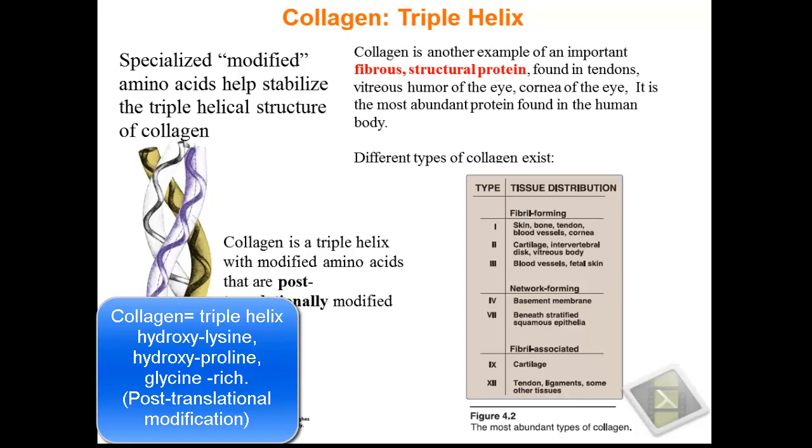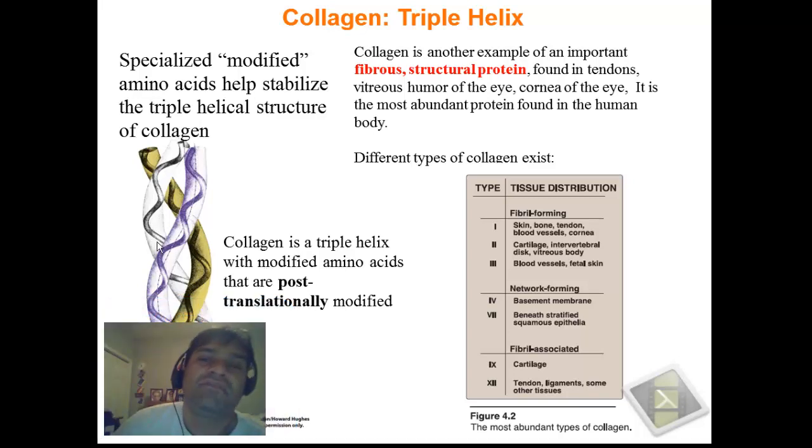Another very important protein is collagen. This is the second type of structural protein. And here we have a triple helix. So collagen is generally associated with the triple helix. And it also is associated with some amino acids that you typically wouldn't find in proteins. You have your hydroxyproline, hydroxylysine, and these form hydrogen bonds that could really stabilize the triple helical nature of collagen.